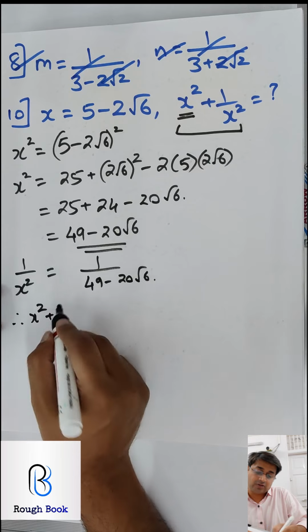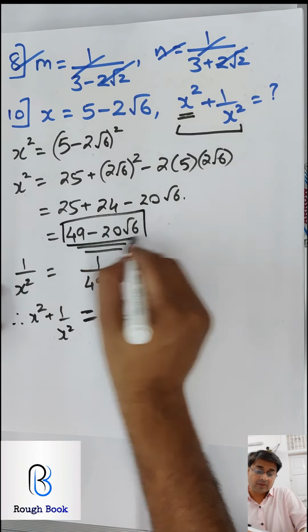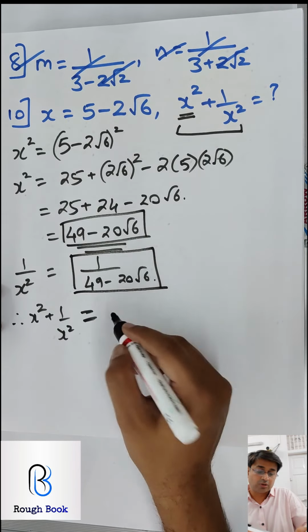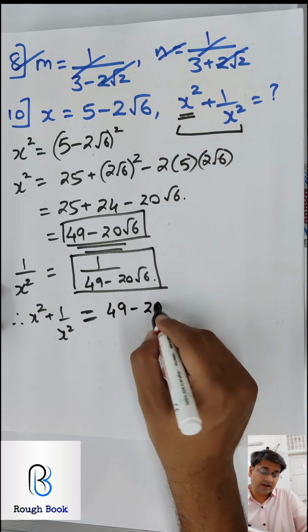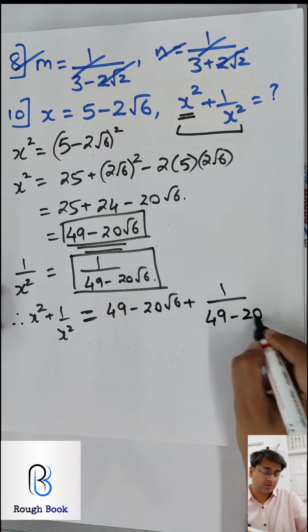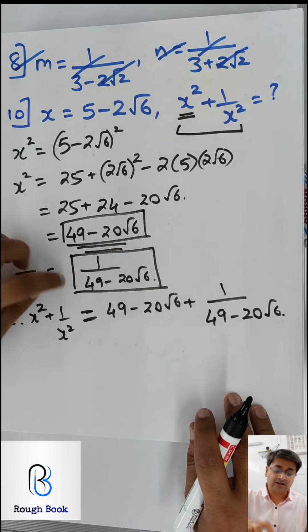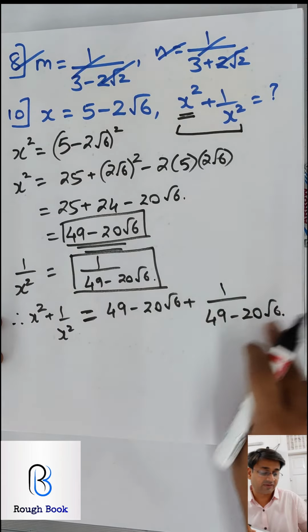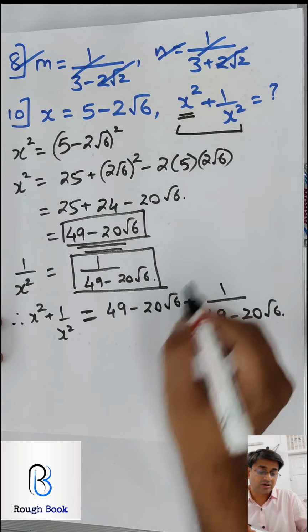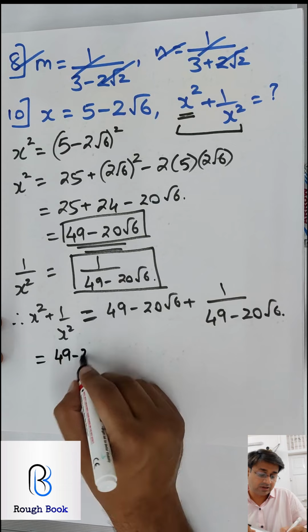And therefore x square plus 1 upon x square. So now let's take this and add the two together. So 49 minus 20 root 6 plus 1 upon 49 minus 20 root 6. Am I correct? So this is x square, 1 upon x square. I should have taken the rationalization part of this. I forgot that. So here only we should have rationalized it actually. Okay. Anyway, since we didn't do it, let's do it now.